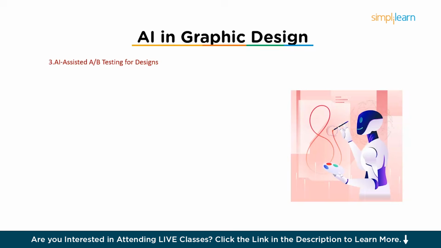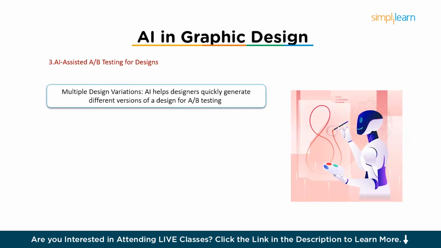So under this, we have multiple design variations. AI helps designers quickly generate different versions of the design, for example, the color schemes, layouts, and CTAs for the A/B testing, which allows them to experiment with different options without manually creating each one.